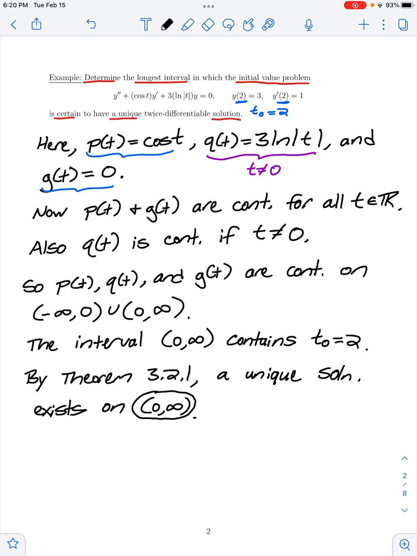So similar to the existence and uniqueness theorem that we saw for first-order linear equations, we have a theorem which guarantees the existence of a unique solution of a second-order linear differential equation with initial conditions, as long as those coefficient functions, p, q, and g, are all continuous on an interval containing that initial value of t.